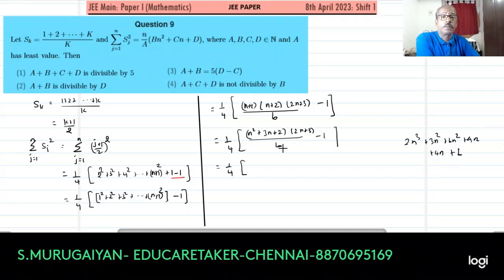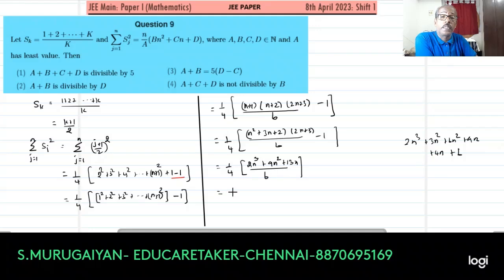The plus 6, we take LCM, minus 6 cancel. So what are the terms remaining? 2n cube plus 3n square plus 6n square is 9n square, 9 plus 4 is 13n, and minus 6 and plus 6 cancel. So divided by 6. Here the coefficients 2, 9, 13 are co-prime numbers. There is no common factor.